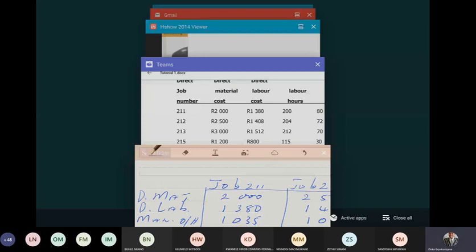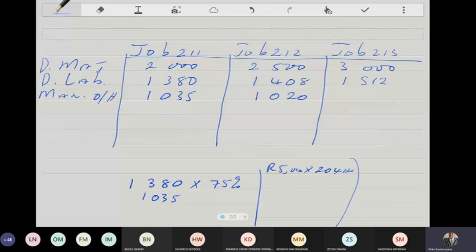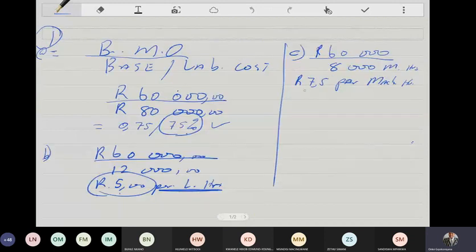We don't have a problem with that again, because if you look at your first calculation, you did work out your absorption rate per machine hour. There is your absorption rate per machine hour. You've got 7.50 rand. So you said, okay, I do have my 7.50 rand, but now times the machine hours.